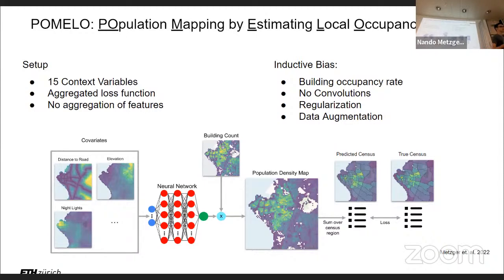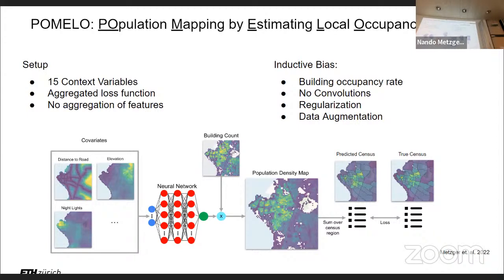Now, the problem is that this high resolution population density, you cannot supervise because you don't have the ground truth for it. So what we do instead is we have this sum over census regions such that we create a predicted census, and this predicted census we can compare to the ground truth census. And this gives us some loss signal where we can train the neural network at the end.